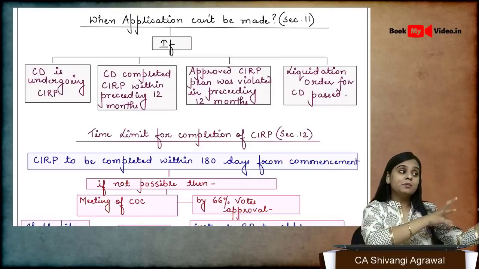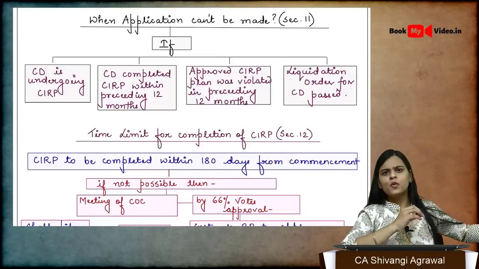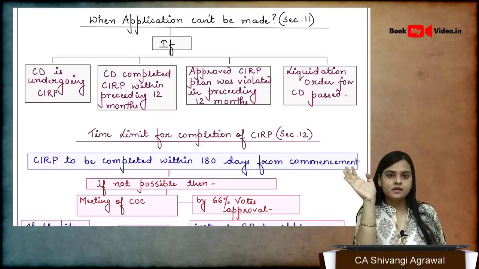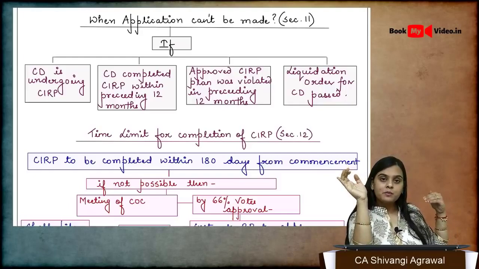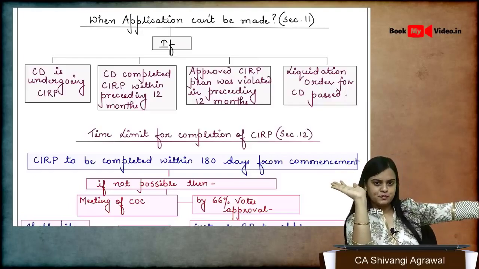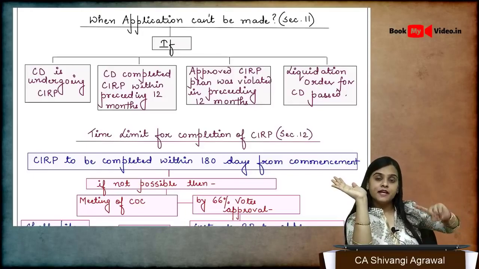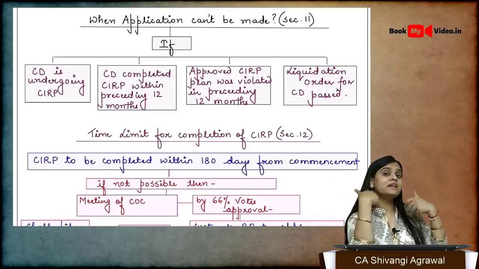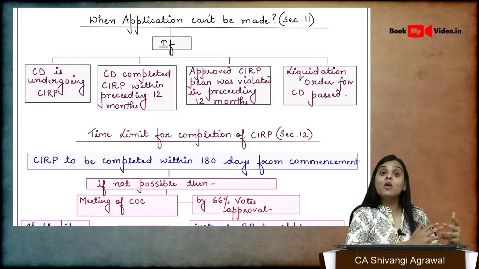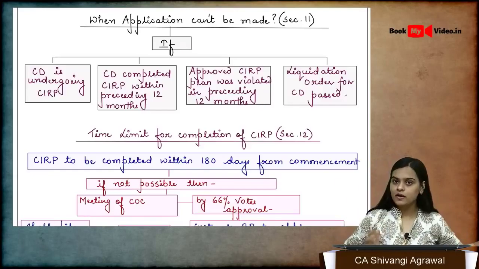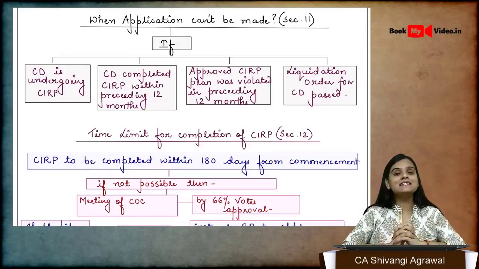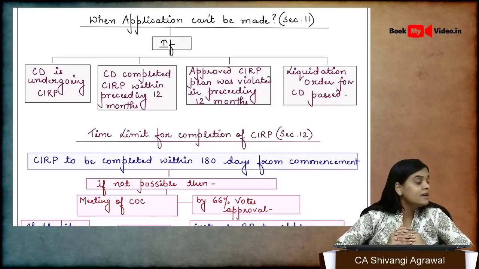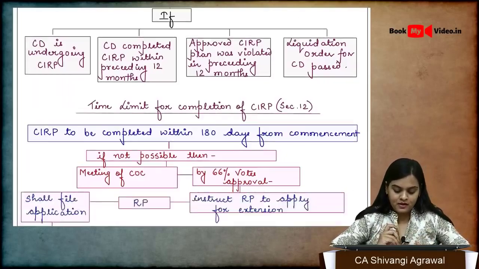If supposedly CIRP was completed only 6 months before, and again you want to initiate CIRP, no, that is not possible. So give it some time, right? So if it was completed within the preceding 12 months, or if there was some CIRP plan which was approved, but the company could not implement and execute it and violated it within the preceding 12 months, then again you cannot initiate CIRP. And lastly, if a liquidation order has already been passed for the corporate debtor, you cannot initiate CIRP, right?